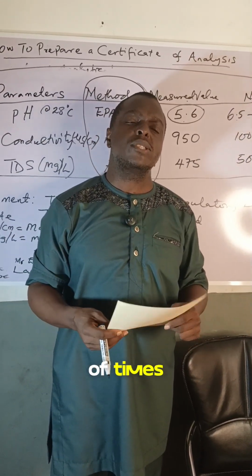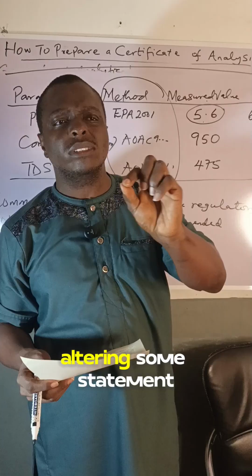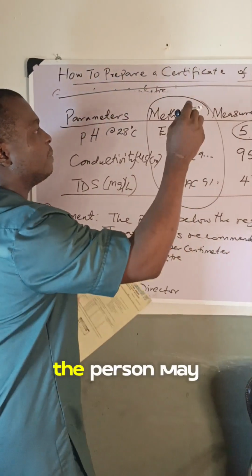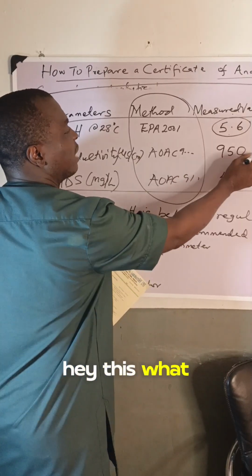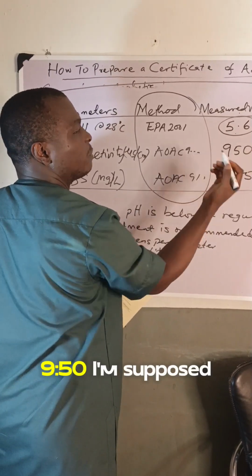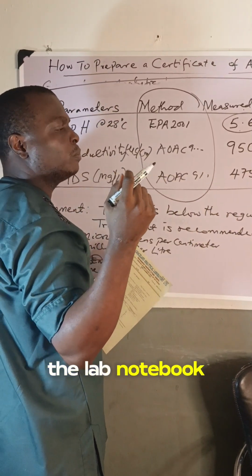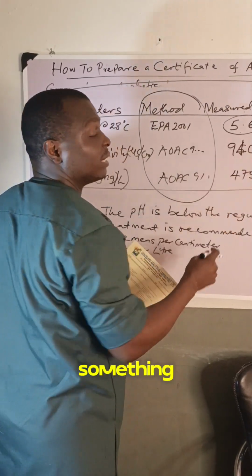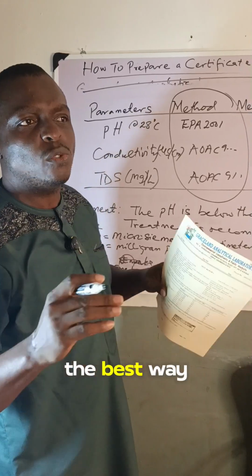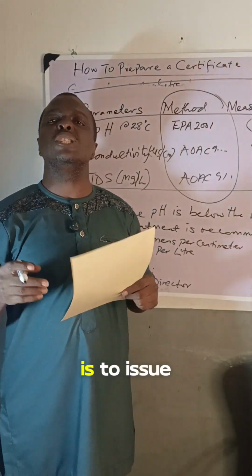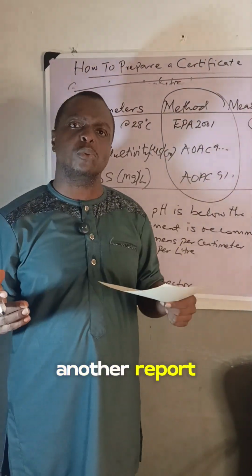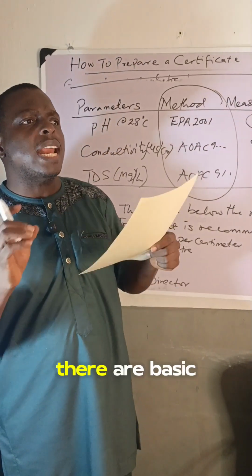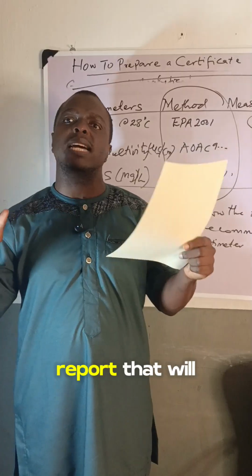Now, most of the times, some people will make the mistake of altering some statements or comments or things in the certificate of analysis. The person may end up saying, hey, this what I've written is wrong. 950, I'm supposed to have what the lab notebook says is 940. Then they may go and start trying to alter something. Instead of doing that, the best way to handle that in the lab is to issue another report, which is the amendment. And to issue an amended report, there are basic aspects of the report that will change.